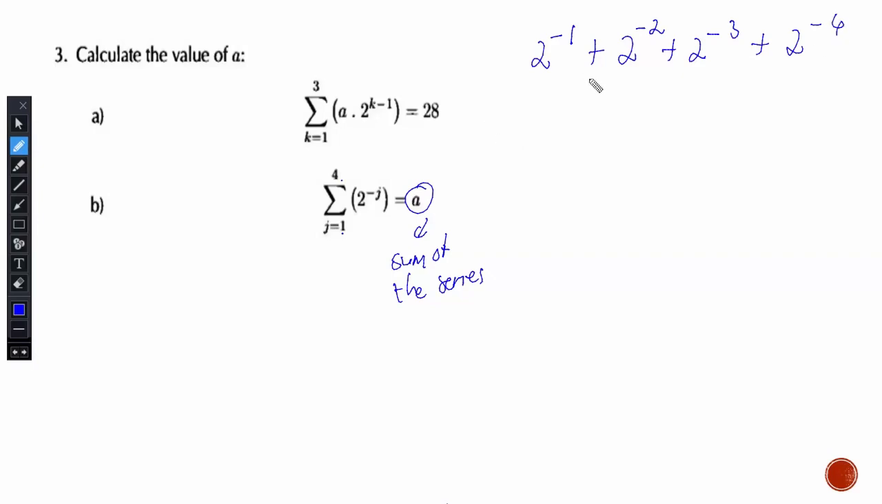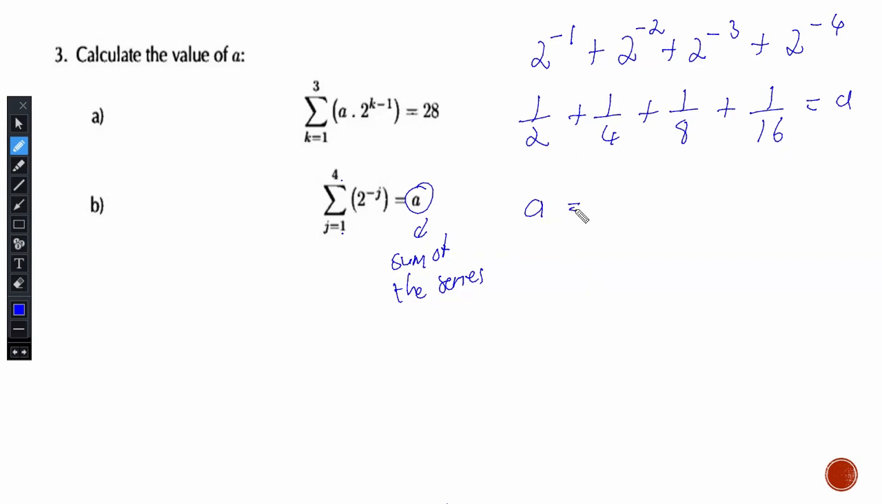So 2 to the exponent of -1 must give me 1 over 2. And then this must give me 1 over 4. And then right here must get 1 over 8. And then this must be 1 over 16. Now this is all equal to A, right? Is equal to the sum.